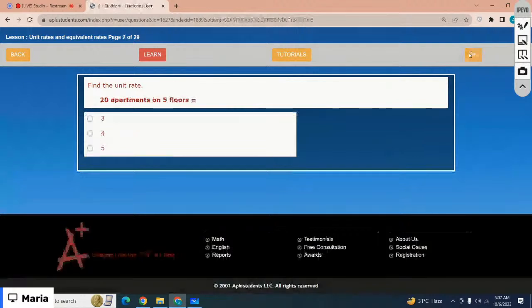Okay, the next one is find the unit rate: 20 apartments on 5 floors. You need to see how many apartments on one floor. You have to divide 20 by 5. So 5 times what number is 20? 5 times 4 is 20. That means you have 4 apartments on one floor. The correct option is 4 apartments on one floor.